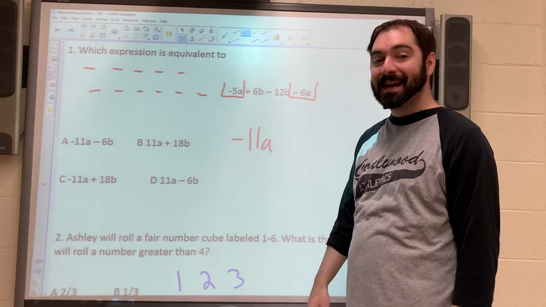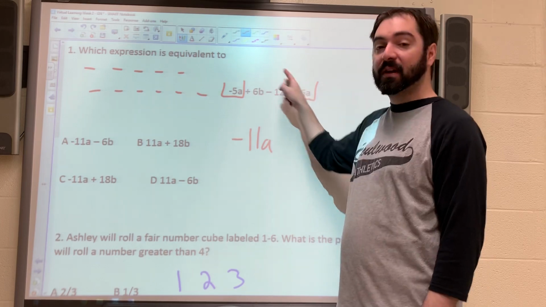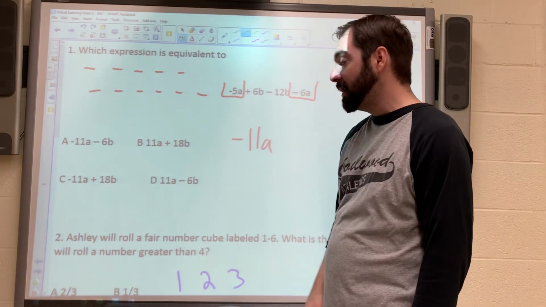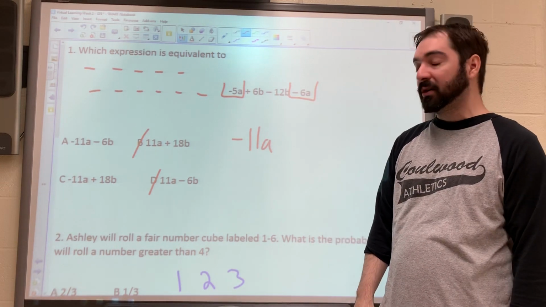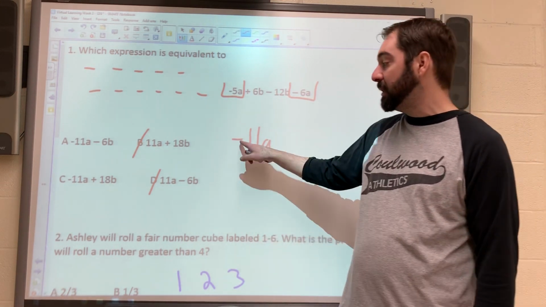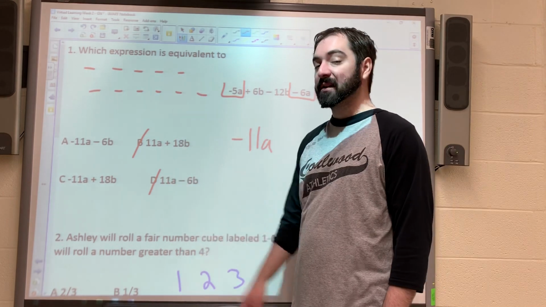Same sign, add and keep. 5 plus 6 is 11. I'm keeping the negative, negative 11. I'm also going to go through and eliminate B and D at this point, just so I don't accidentally click on them or circle them as my answers, because again, I know I have negative 11a, and they have positive 11a.